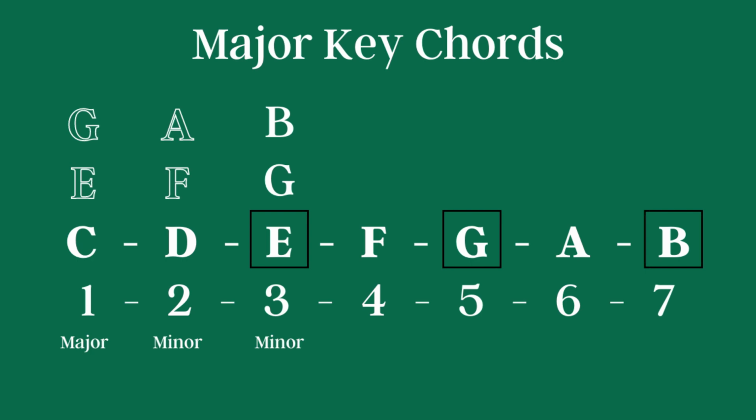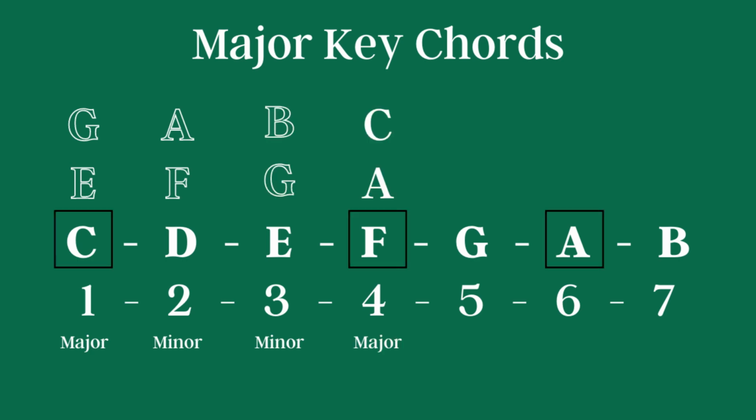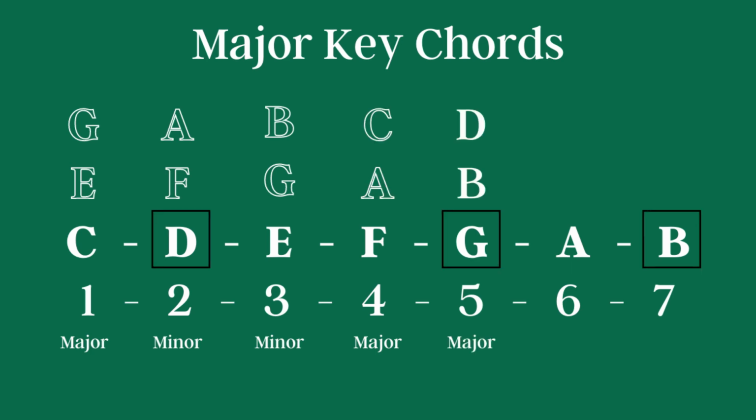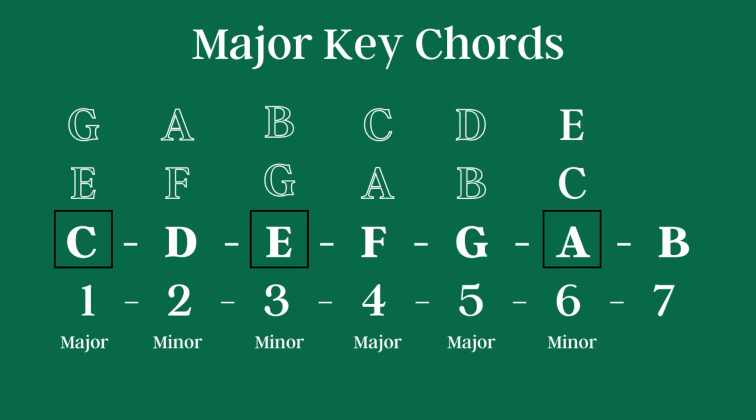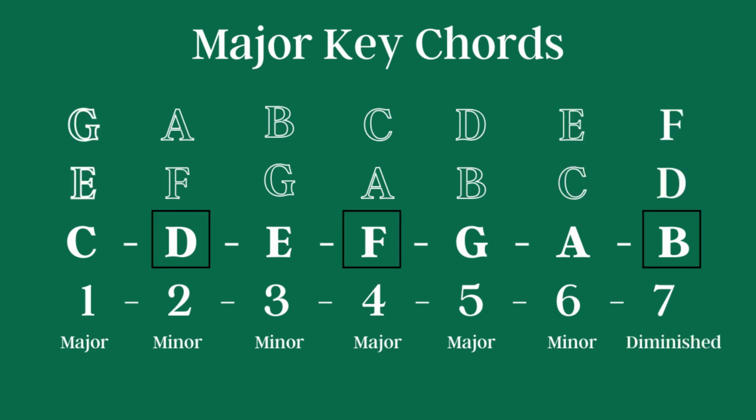The pattern continues. E, G, and B is an E minor triad. F, A, and C is an F major triad. G, B, and D is a G major triad. A, C, and E is an A minor triad. And our last chord is a special one. B, D, and F make up one of those diminished triads we were talking about earlier.